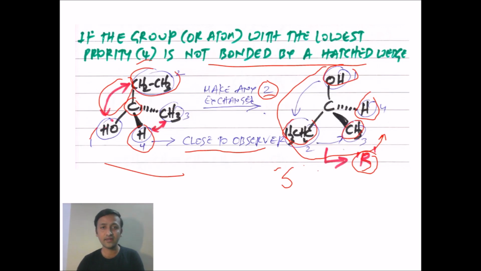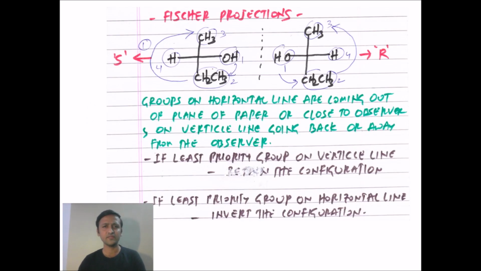Okay, I took till here all perspective formulas, right? Now let me take a few examples with Fischer projections. Now if you take Fischer projections, you can see the first molecule I have taken here. Now let me take a few rules first. You can see some groups here, hydrogen and hydroxy on the horizontal line, and methyl and ethyl on the vertical line.